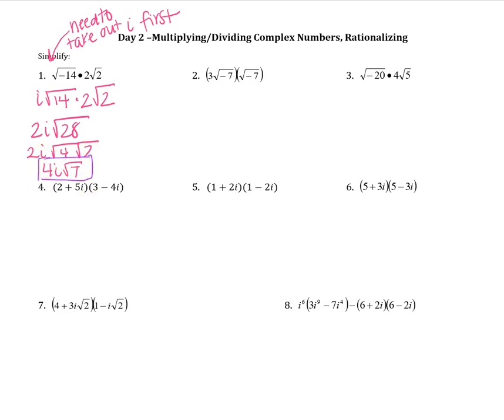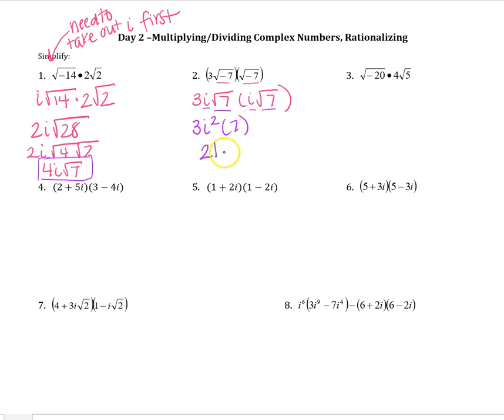So when we look at our next example, again, take out the negative first and make it an i. So I have 3i square root of 7 times i square root of 7. When we multiply, I have 3i squared, and then the square root of 7 times the square root of 7 is just 7. So 3 times 7 gives me 21, and as we know from our first day of notes, i squared is -1, so I will get -21 as my answer.